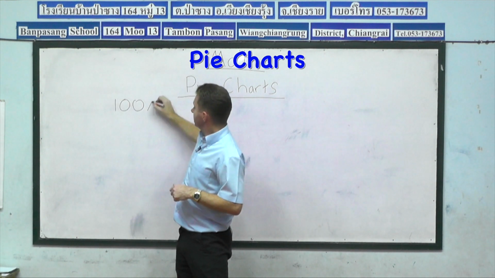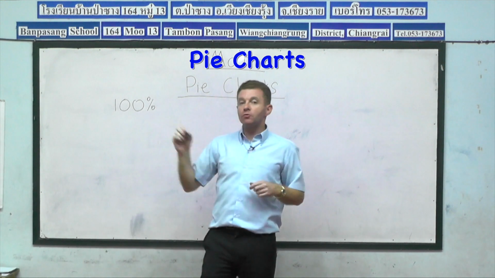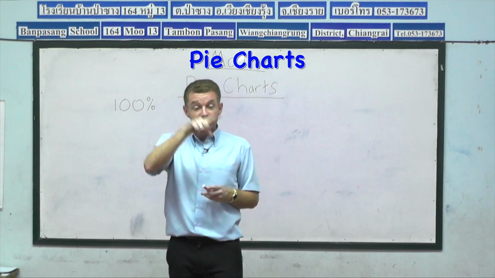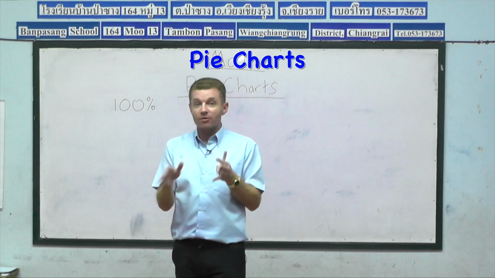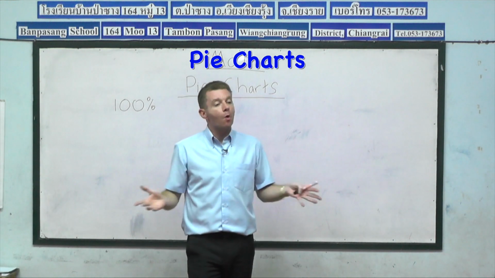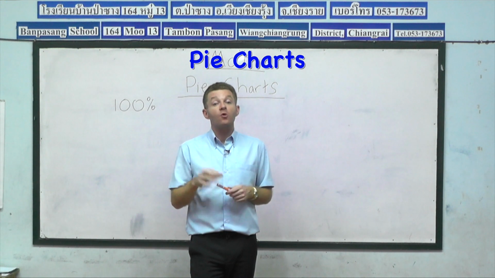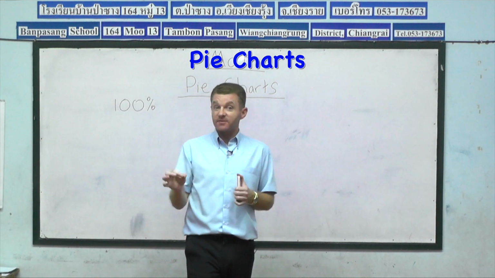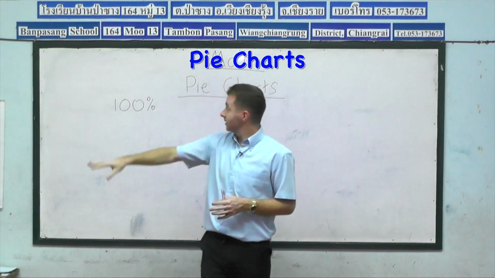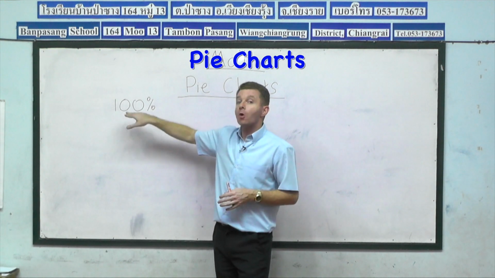100%. So the golden rule about using a pie chart is if you're going to have a pie chart, all the different slices of a pie chart, what must they add up to? They must add up to 100%. All of the different slices must equal 100 or 100%.